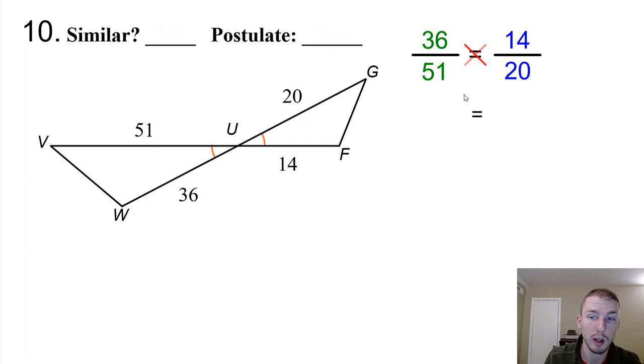Now when I cross multiply these two, we're going to find they're not actually going to be equal. They're really close, but not quite the same. And so they're not going to be proportional, so these triangles are not going to be similar. So are the triangles similar? It's going to be no. By what postulate? We use side, angle, side.